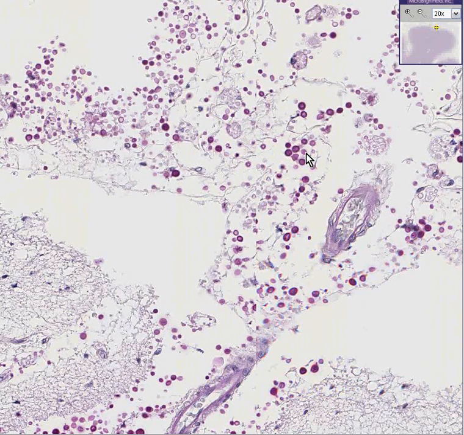So an India ink prep for a lumbar puncture is an absolute necessity to do on anybody that comes in with a meningitis or a meningoencephalitis type of picture.